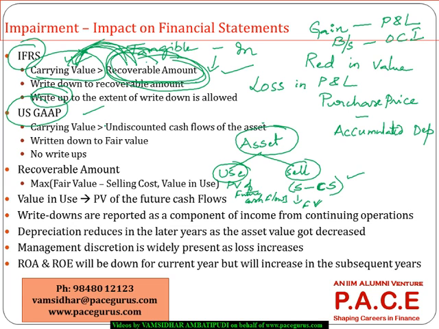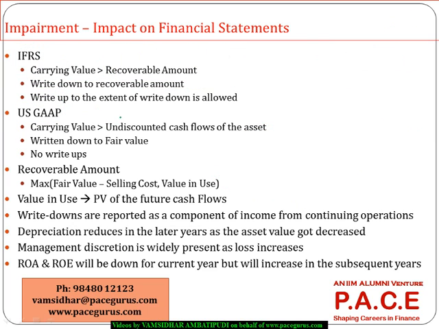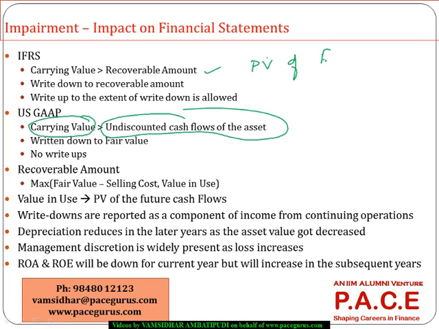Then, when it comes to US GAAP, the way we define impairment is that the carrying value definition is still the same. If the carrying value is greater than the undiscounted cash flows, not the discounted. Here under IFRS we used the recoverable amount, where the value of the asset in use was the PV of the future cash flows. Whereas in US GAAP, when I check whether the carrying value is greater than the undiscounted future cash flows, then we say that the asset is impaired, and if it is impaired, I will write it down to the fair value of the asset, and in US GAAP there is nothing called a write-up.